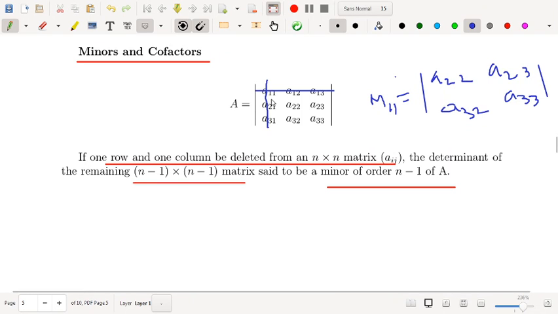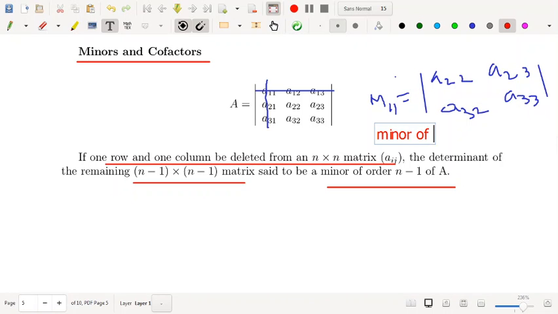Why is this 11? Because I am deleting the first row and first column. That is why it is the minor of 11, the minor of the element A11, right?